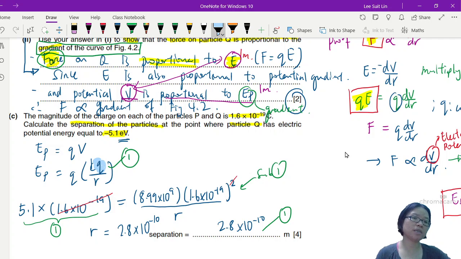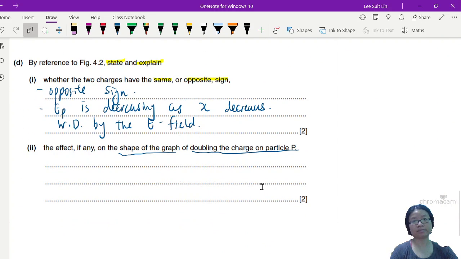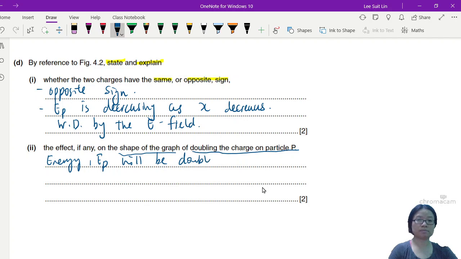So if you multiply this Q by 2, it just means that your energy will also multiply by 2. You can see they're proportional. Okay, so you could say that the energy, or EP, will be double, or 2 times.